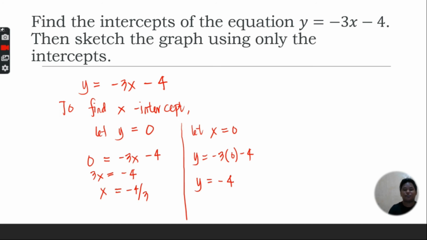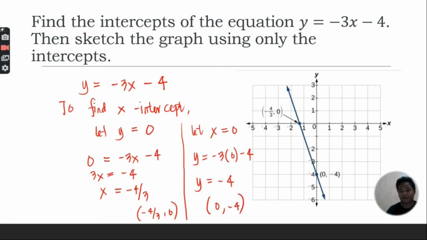And using these intercepts, negative 4/3, 0, yung ating y, then 0, negative 4. Using the coordinates, we have this graph. Yan na po.